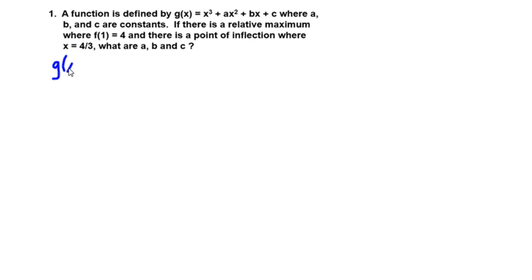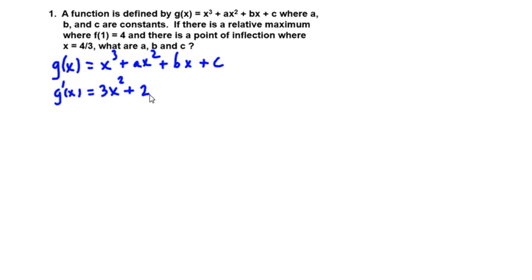We're given that g of x is equal to x cubed plus ax squared plus bx plus c. I'm going to take the first derivative of this function, which we're going to call g prime of x. G prime of x is equal to 3x squared, using the power rule of differentiation, plus 2ax plus b. And so right now we have reduced our number of unknowns. Now we just have a and b.